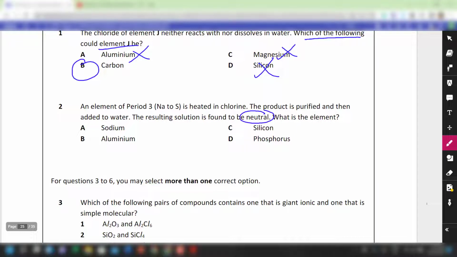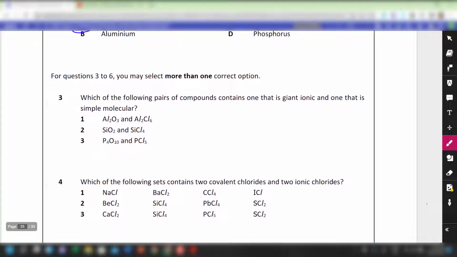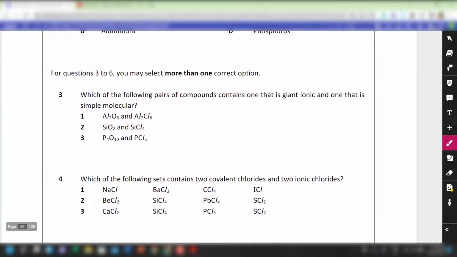Is found to be neutral. Okay, if you take a look at all the options, I think B, C, and D will give us acidic chlorides. So definitely I'm going to choose A, which is sodium chloride, because sodium chloride is the only neutral chloride in period 3, which we need to be aware of. For questions 3 to 6, there is more than one correct option.